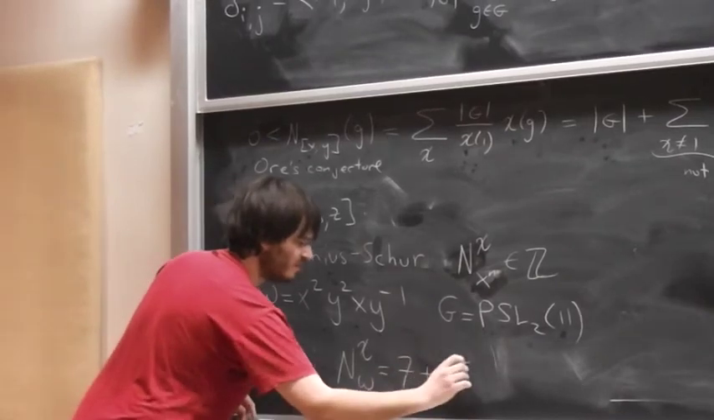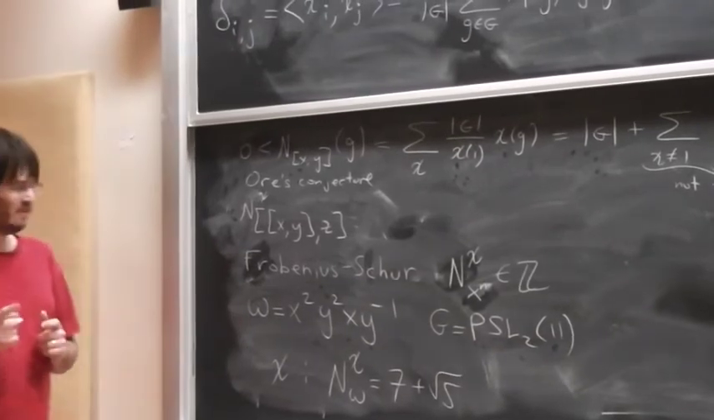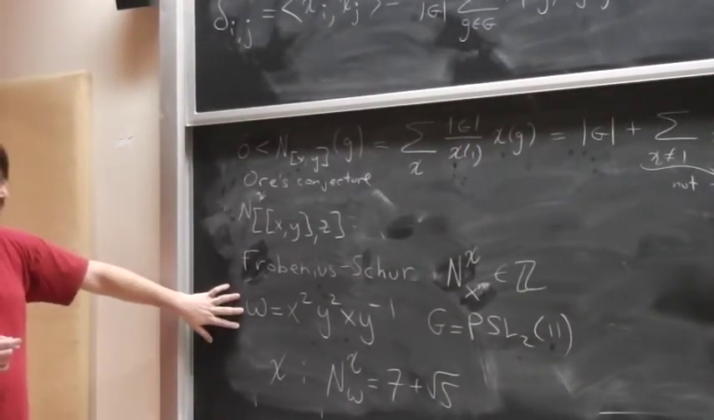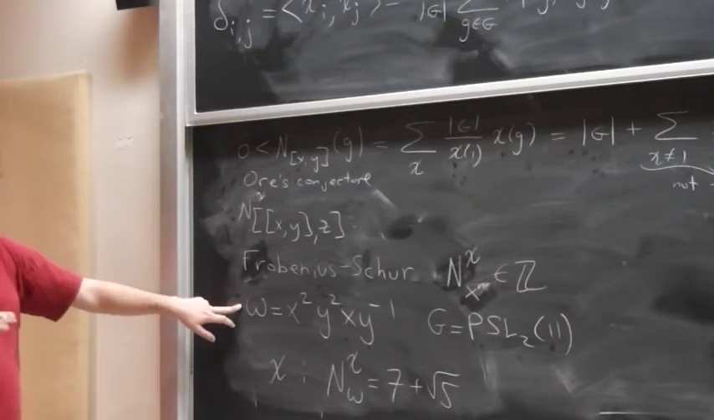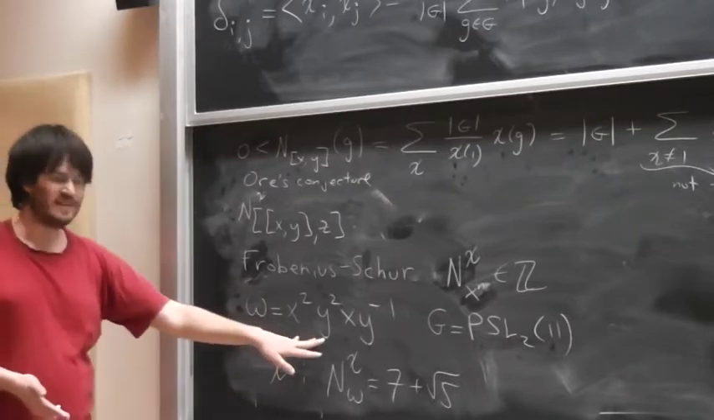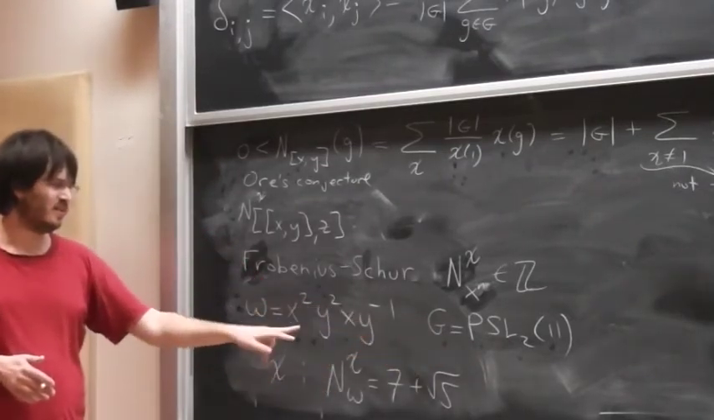7 plus square root of 5. So that's the smallest known example? So yes, and for that you do have to work. So we were able to show that for 5 letters and less, you always get integers. So this is a word of 6 letters. You can do it with less than that. And this is the smallest group which gives you a non-integer for this.